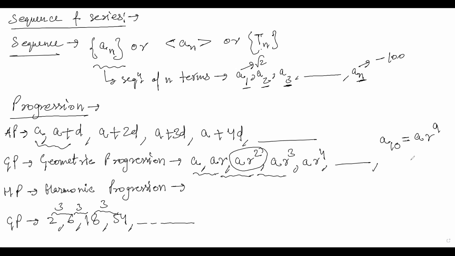Tharif, Fahad, did you understand this? A10 is A R to the power 9. Yes, sir, understood. Okay, cool. So can you tell me what is the nth term? First of all, just tell me the nth term of AP. You know what is the nth term of AP? Just tell me. Fatafat. Anyone? A plus nd.